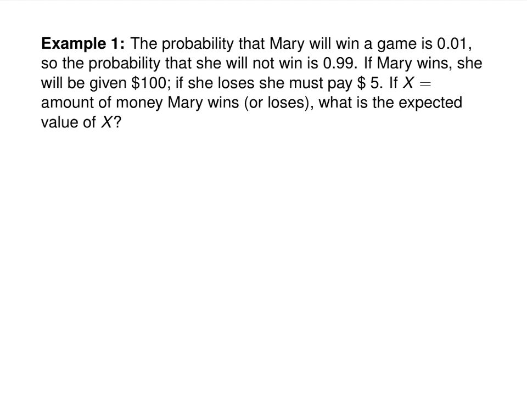So let's make a table out of this. Let's make the x's and the probabilities. So x is the amount of money she wins or loses. How much money can she win or lose? She can win 100, so that's positive 100. How would you represent losing 5? Negative 5. Does that make sense? What's the probability that she wins the $100? 0.01. And what's the probability that she loses 5? 0.99. So does making the table make sense?